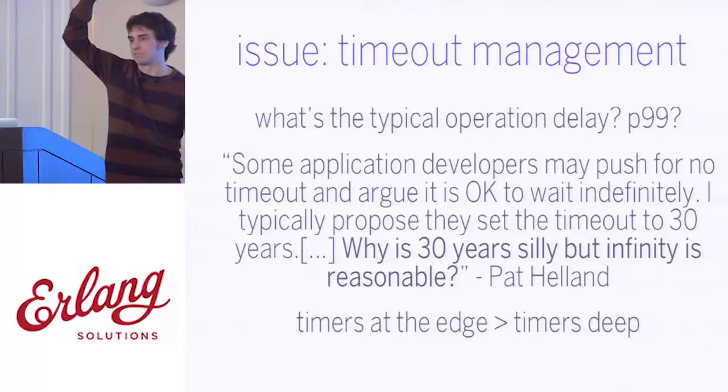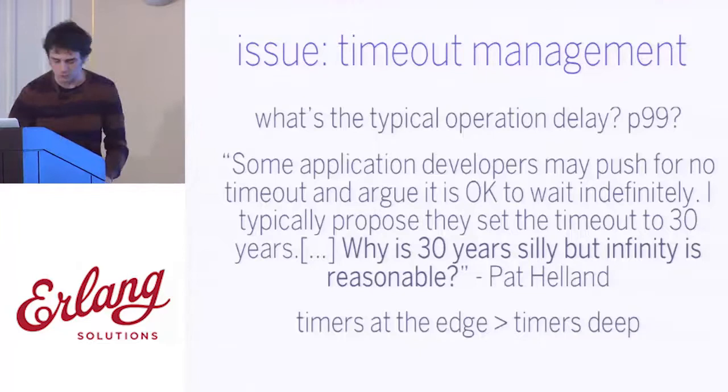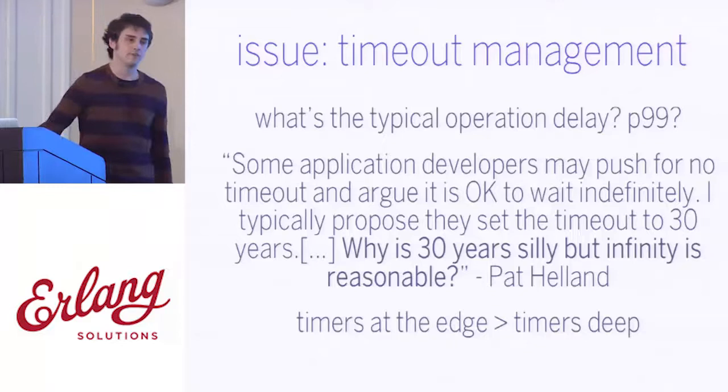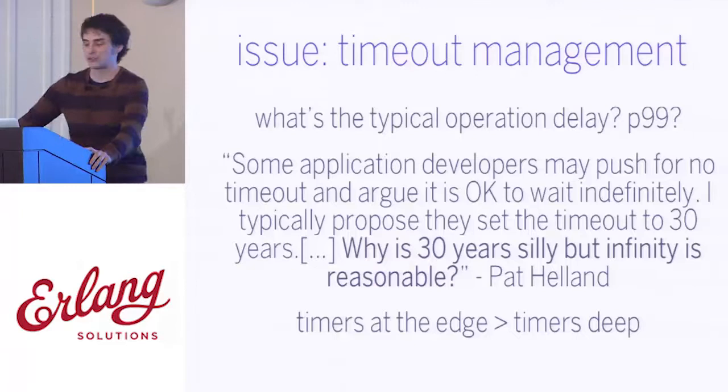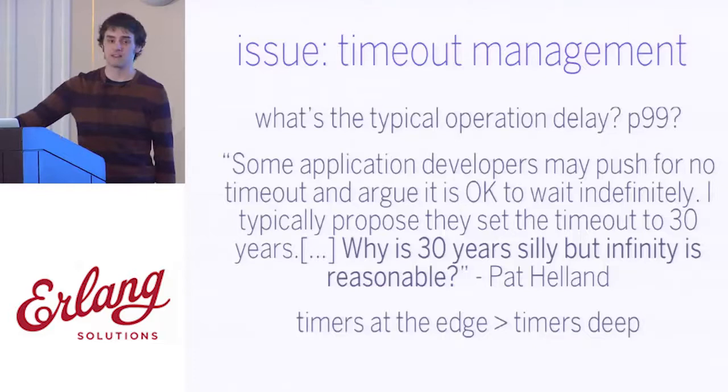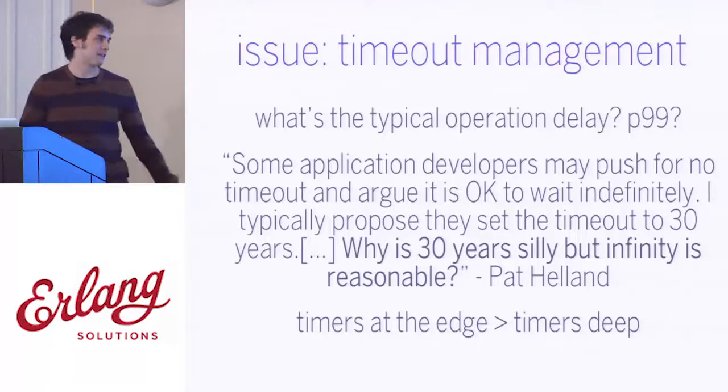So when you go on the Erlang mailing list and you ask, what do I do about these cases? How do I pick timers? You have a bunch of people telling you, well, put the timer to infinity. Problem solved. The problem with that, and I want to quote Pat Helland on that one, is some application developers may push for no timeout and argue that it's OK to wait indefinitely. I typically propose they set the timeout to 30 years instead. Then the developers react, why 30 years? 30 years is kind of ridiculous. And then I ask, why is 30 years silly but infinity reasonable? And now every time I put a timeout somewhere, I say, is 30 years reasonable?